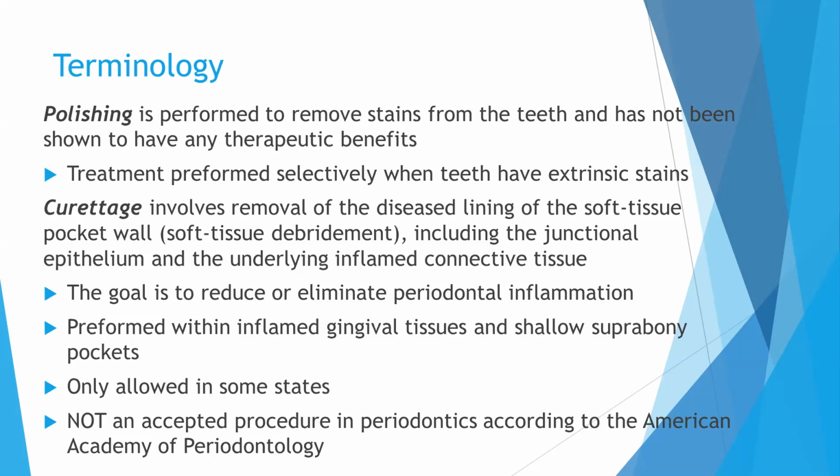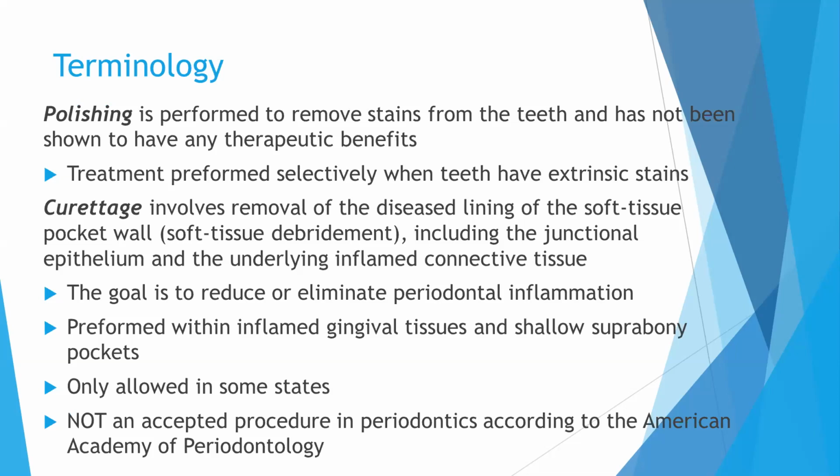So that was regular polishing. Then there's curettage, which involves the removal of the diseased lining of the soft tissue pocket wall. It can also be called soft tissue debridement, including the junctional epithelium and the underlying inflamed connective tissue. So the goal of curettage is to reduce or eliminate periodontal inflammation, get all that nasty stuff out of there and allow for healing. It's performed within the inflamed gingival tissues in shallow suprabony pockets.